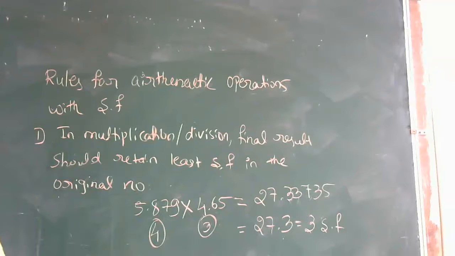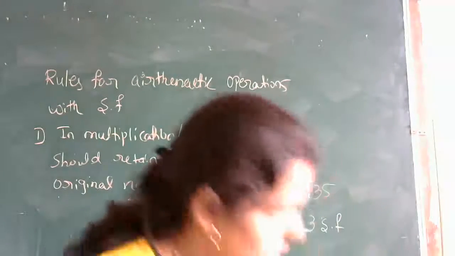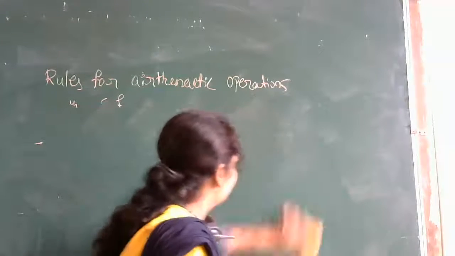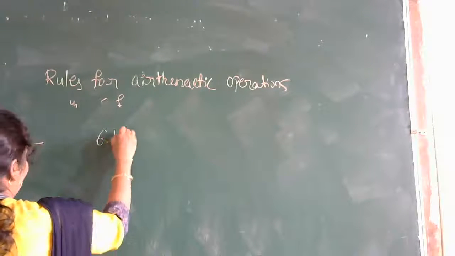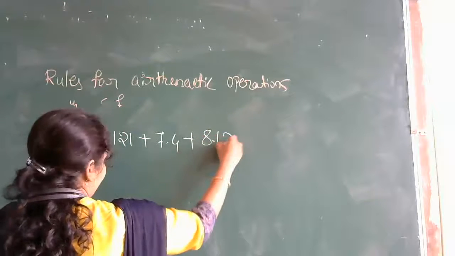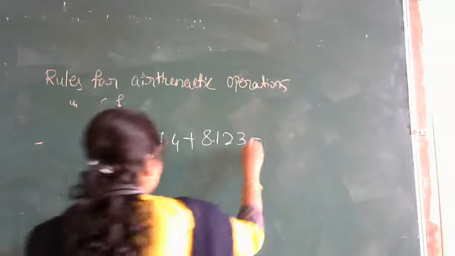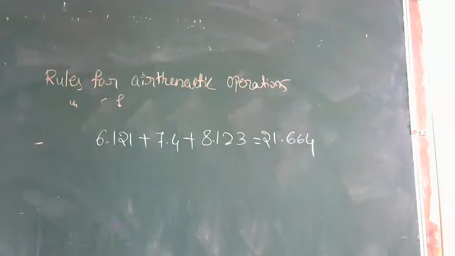Addition and subtraction. So in case of addition and subtraction, here the rule is what? I'll tell you the statement later. First I'll show you the example for addition and subtraction. Suppose the given numbers are 6.121 plus 7.4 plus 8.123. If you add all this, you will get 21.644. Okay, so this is one example.